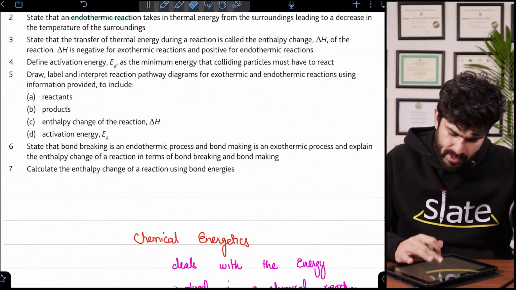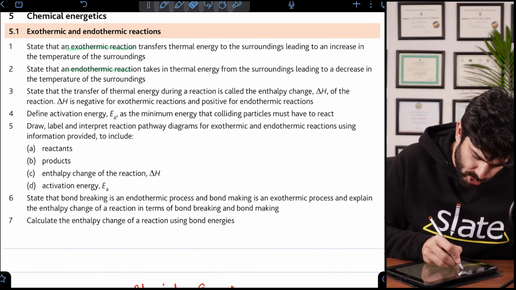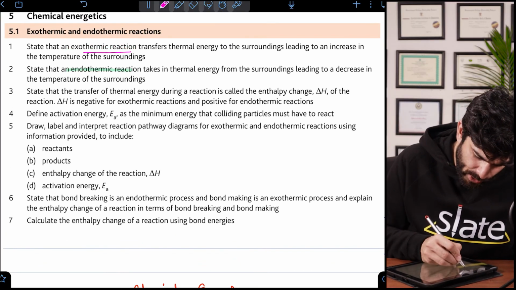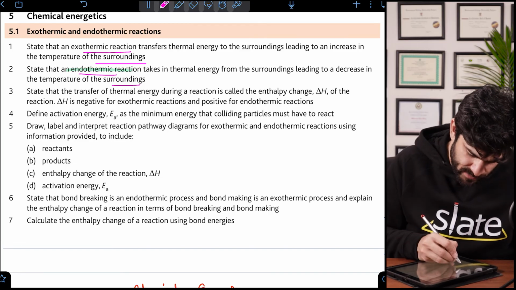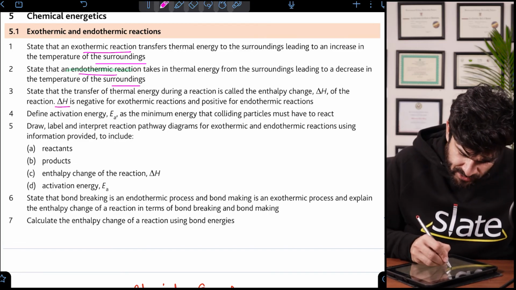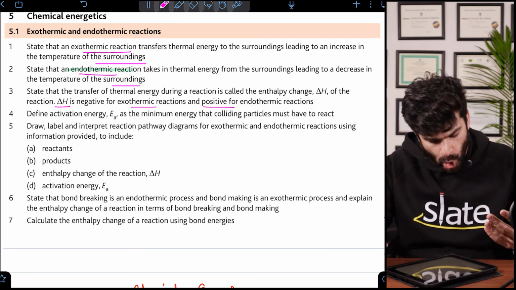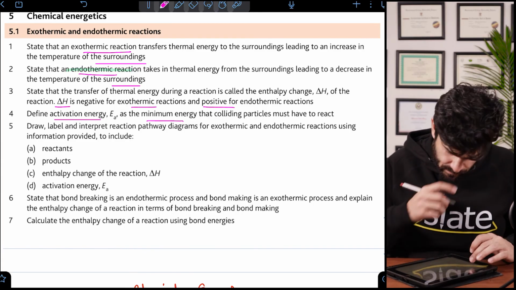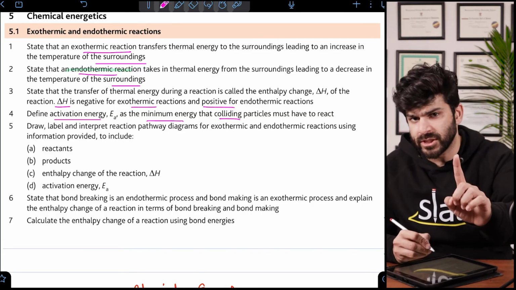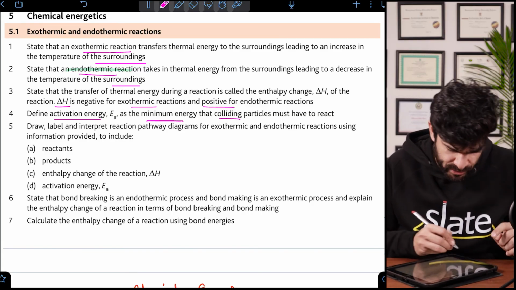Endothermic, exothermic. So we talked about the exothermic and endothermic reaction. We talked about the temperature of the surroundings. We talked about endothermic against surroundings. Enthalpy change for exo and endo. We talked about that. Activation energy, minimum energy needed. The colliding part we'll discuss in the next chapter, which is the rate of reaction.